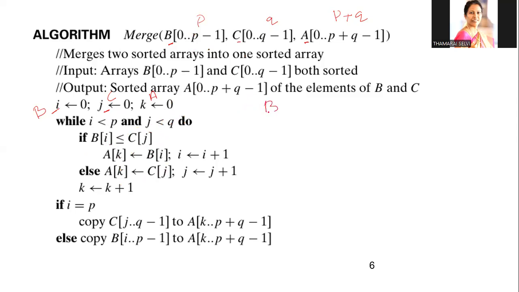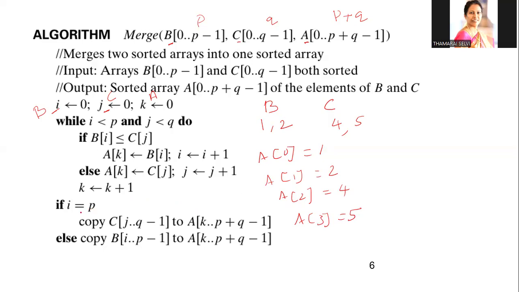For example, here in B you have 1, 2, and here in the C array you have 4, 5. So 1 and 4 will be compared. 1 is less than 4, so A of 0 will have 1. Then A of 1 will have 2. Similarly, K will be incremented and it goes on like this. A of 2 will have 4, and A of 3 will have 5. Right? So 5 will be assigned to A of 3.